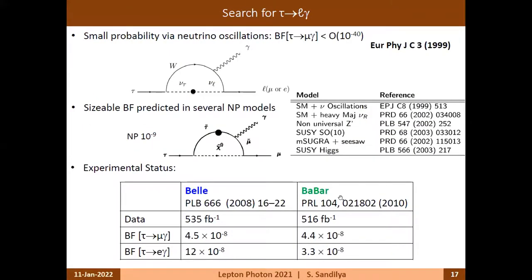Okay, so the last topic is searches for tau going to L gamma. So this again has a very small probability to happen, of the order of 10^-40 with the neutrino oscillation diagram. However, this can go up with the presence of new physics, as high as 10^-9. And this is the experimental status. These limits are basically of the order of 10^-8 in both Belle and BaBar.